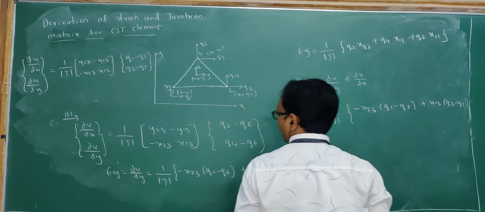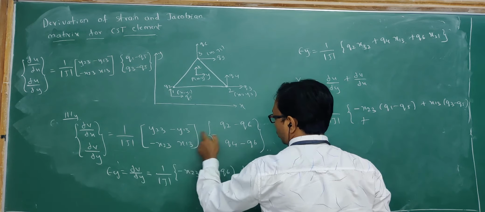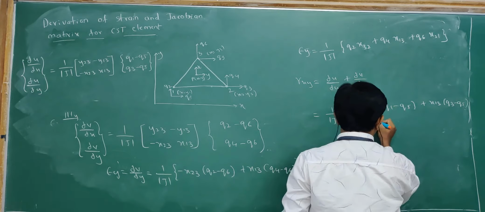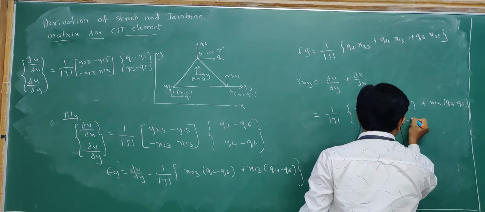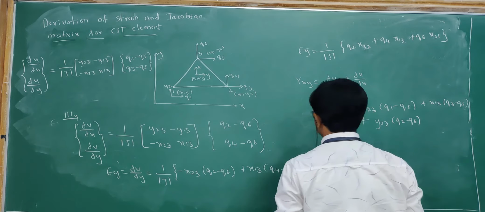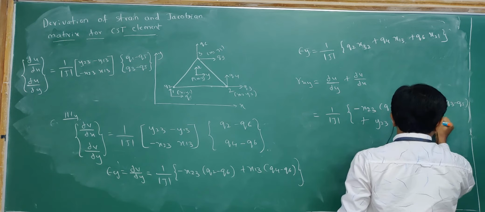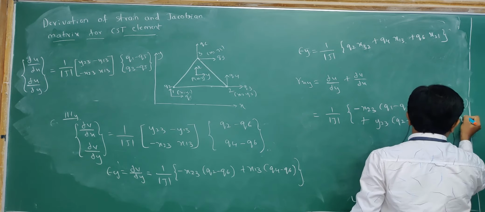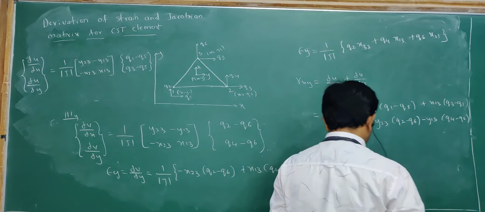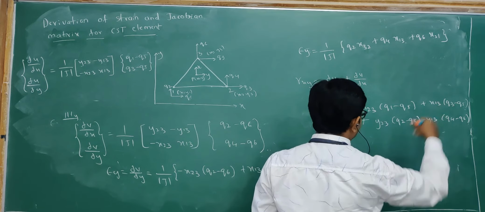Okay, so plus ∂v/∂x is the topmost part, that is y23 into q2 minus q6, plus, as it is minus here, y13, you will be getting q4 minus q6. So if you solve these equations, some cancellation will happen.